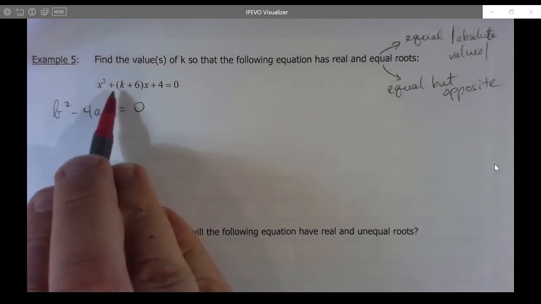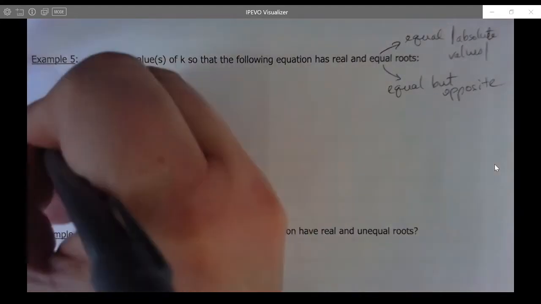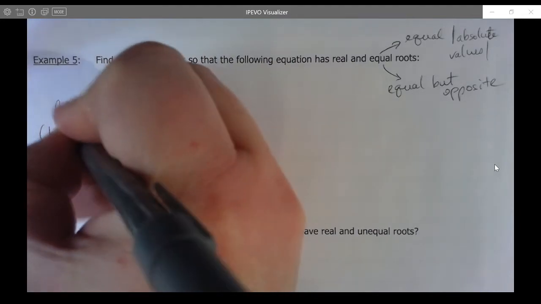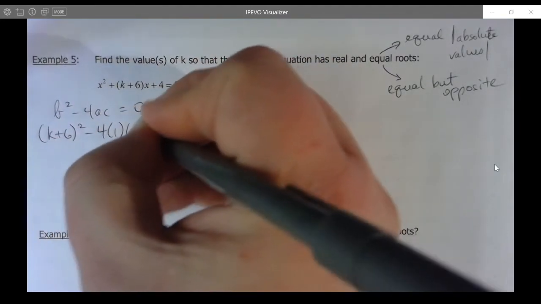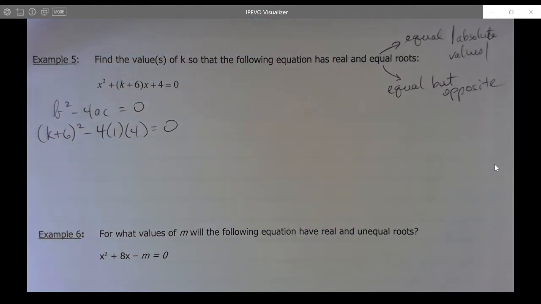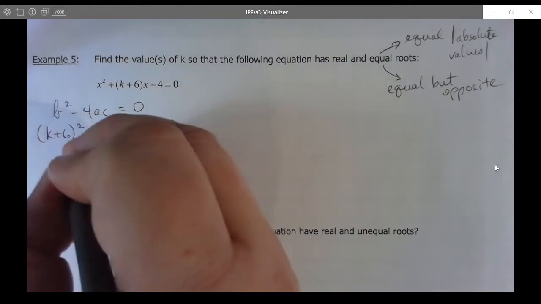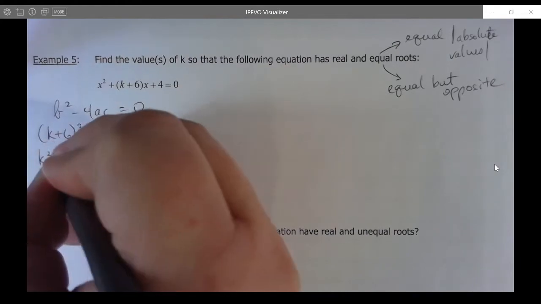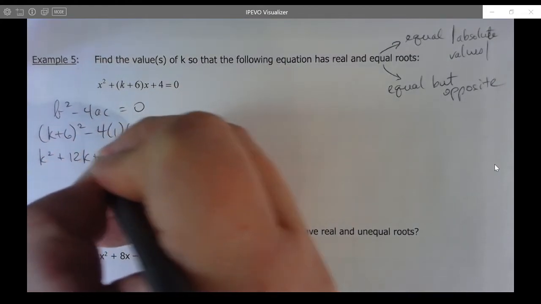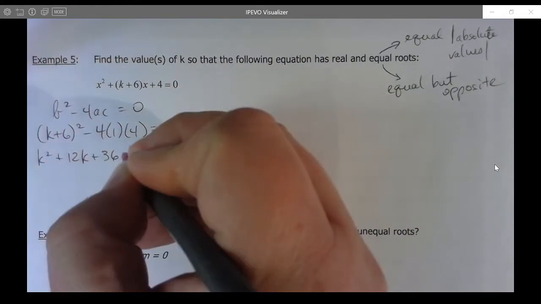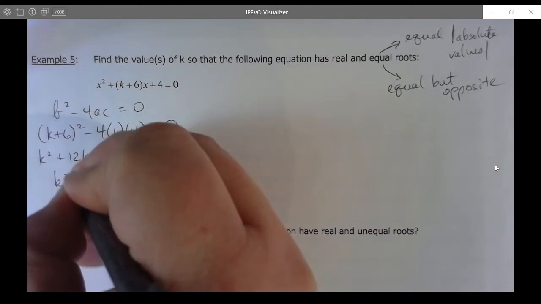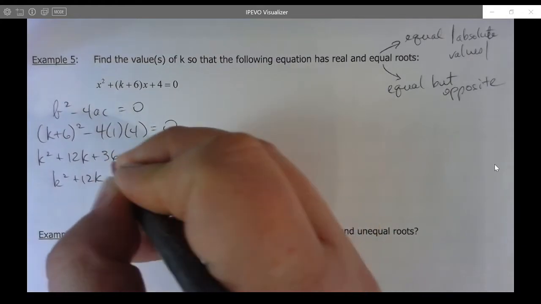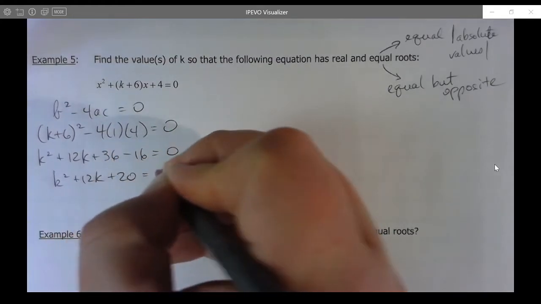So b squared is, b is k plus 6. So I have k plus 6 squared minus 4 times a is 1 and c is 4. That has to equal 0. So I'm going to expand that. K plus 6 all squared is k squared plus 12k plus 36. And 4 times 4 is 16, so minus 16 is equal to 0. So I need k squared plus 12k plus 20 to equal 0.